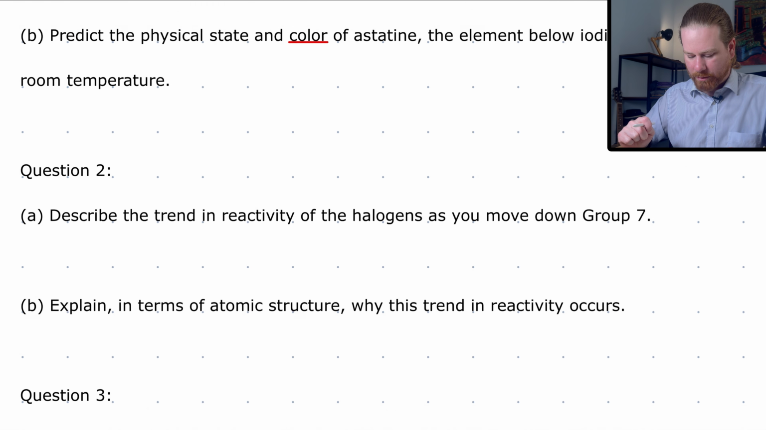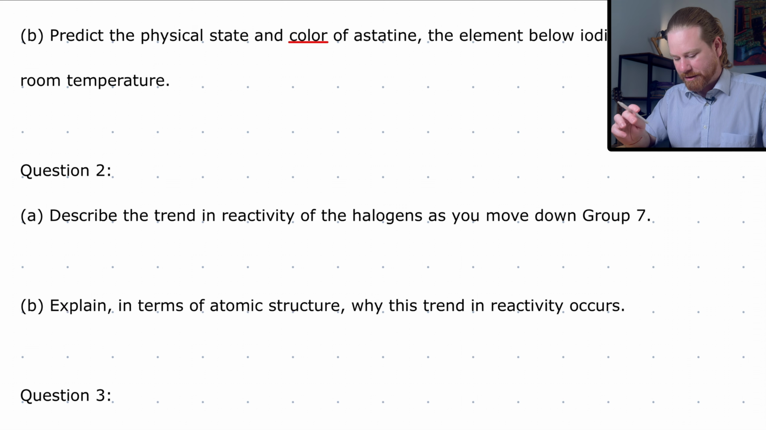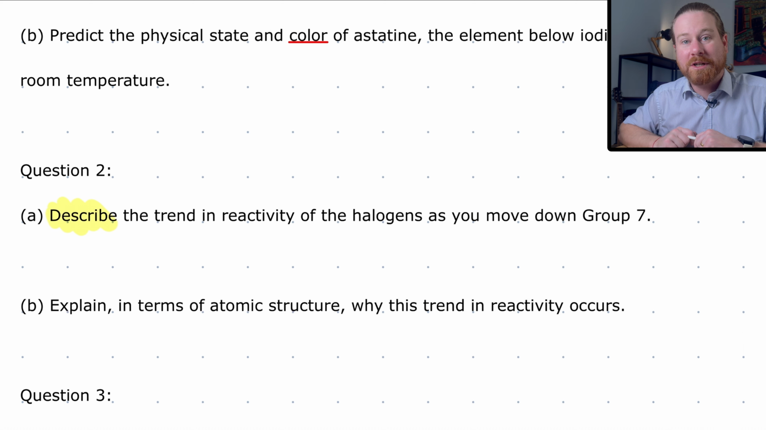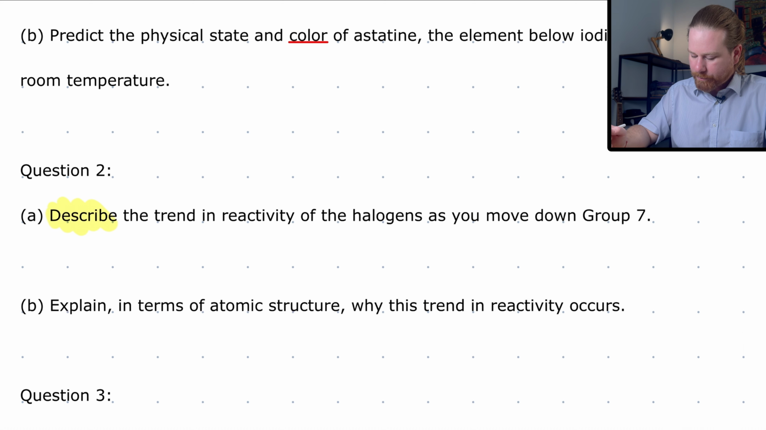Okay, and then the final question that I'll go through, and then I'll leave the rest to you. Describe the trend in reactivity of the halogens as you move down group 7. The trend is they increase in reactivity. This is really important when answering the question: we're only describing, and the description is an increase in reactivity as you go down the group.